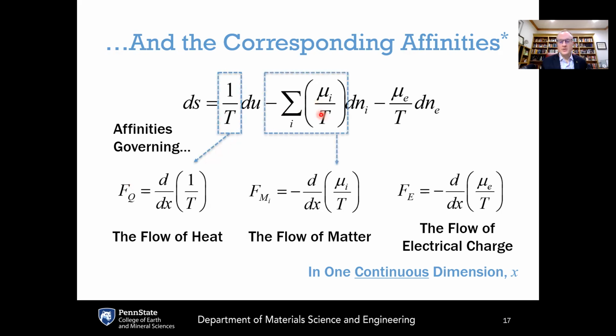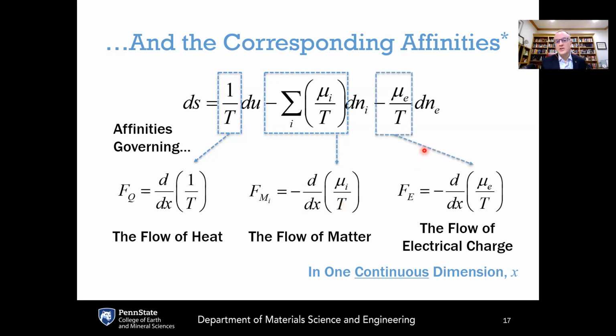Likewise, moving on to the flow of matter, this is what is eventually going to give us Fick's first law. Here, this is how much the entropy changes with respect to a mole fraction of each of our chemical constituents. And the prefactor there is minus the chemical potential over the temperature. And so the gradient of this quantity, the gradient of minus the chemical potential over the temperature, is the affinity that governs the flow of matter. That is our thermodynamic driving force that governs the flow of matter.